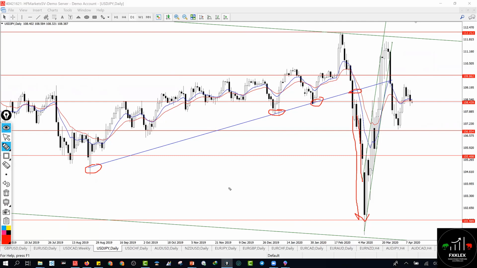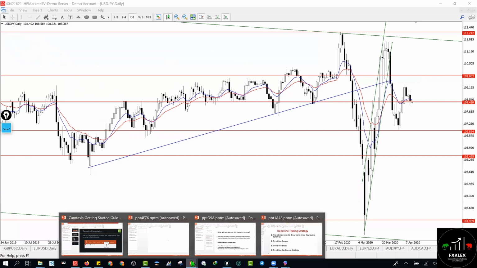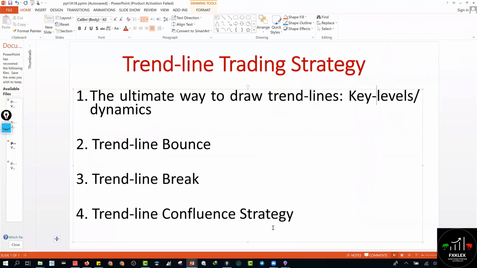So in the next class, we're going to put together all these things. We still have more to cover on trend lines, but this is just an introduction to trend lines. We can't cover trend lines in just one class. It's a topic we need to study for at least 2 weeks on its own.